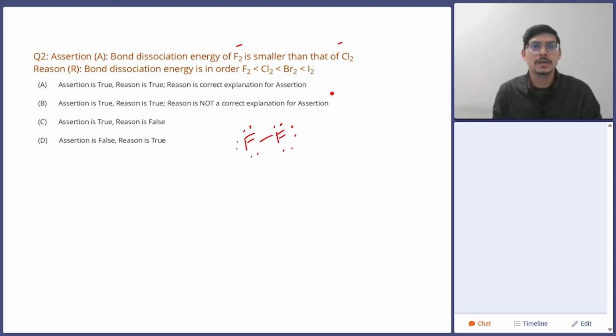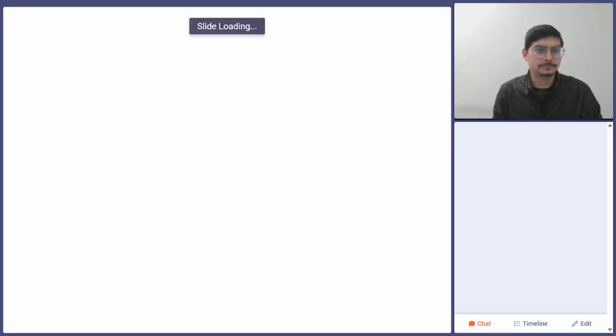That statement is correct. But is the bond dissociation energy order this one? No, this is not the order. Of course, the bond dissociation energy as usual decreases down the group, right? So chlorine would have the maximum bond energy, followed by bromine, then fluorine, and iodine would have the lowest value of bond dissociation enthalpy. So the assertion is true, but the reason is false as a statement.